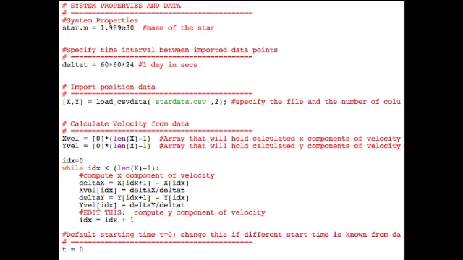The given mass of the star was 1.989 times 10 to the 30th. The time step in between positions was given as 86,400 seconds, or 1 day. From the positions, we were able to calculate the velocity of the star. This was done by finding the change in position between 2 points and dividing by the change in time.